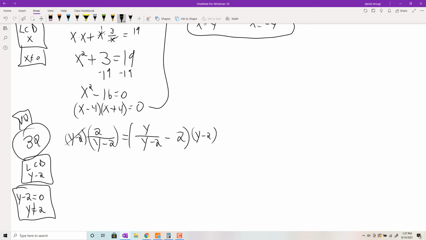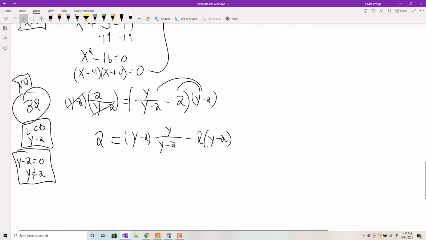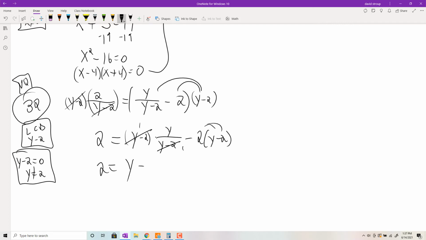On the left here, these y minus 2's will cancel. You just have 2. On the right, I will write out the distribution. So write it like that. Okay, so 2 equals, so the y minus 2's will divide out, and you just have 1 left over, or 1y. And then you have to distribute this minus 2 to that. So minus 2y plus 4. Combine like terms, so minus y plus 4.